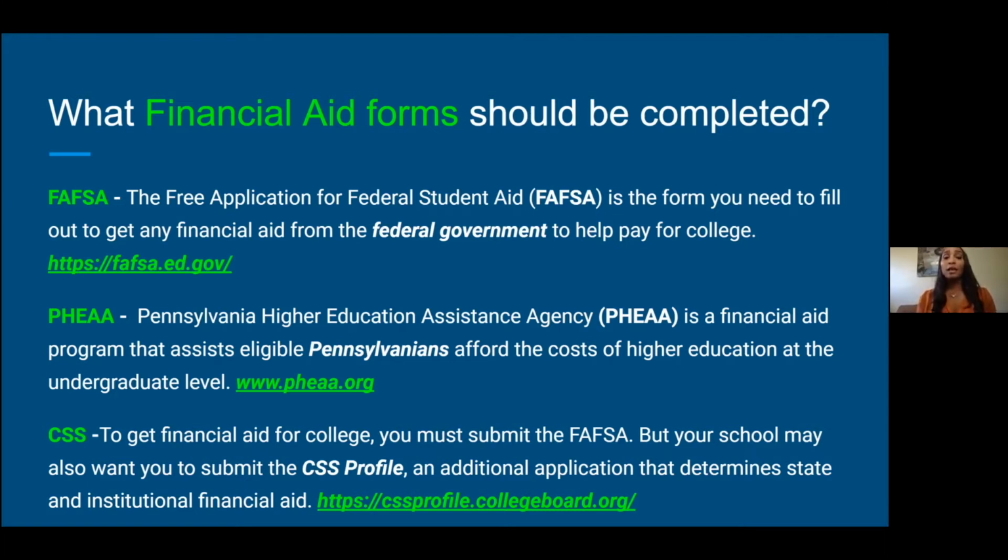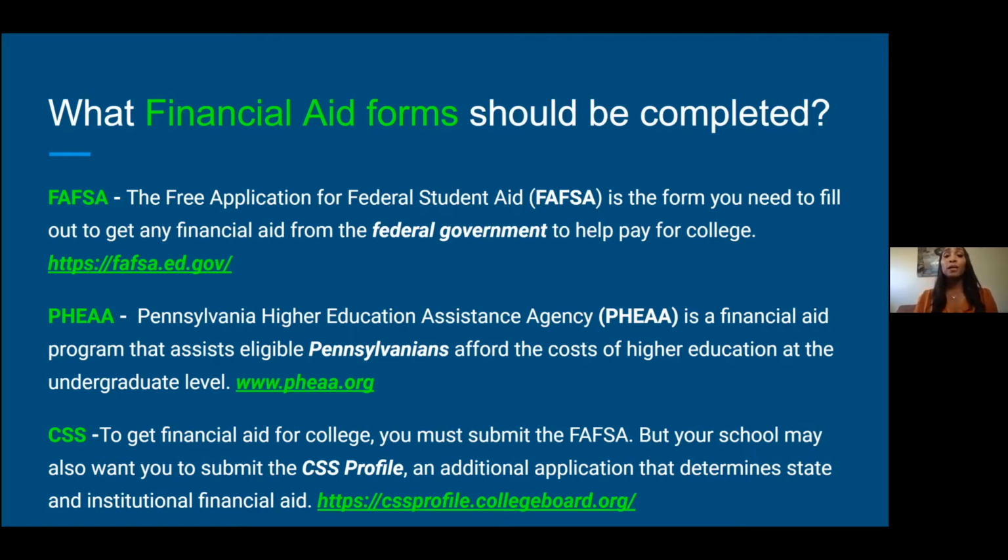The next type of financial aid is FEA. So this is state aid. This is aid that you will get from Pennsylvania if you are going to a school that is within Pennsylvania. You want to make sure that you definitely fill this out as well so that you're able to get federal government money from FAFSA, and you're able to get state money from FEA.